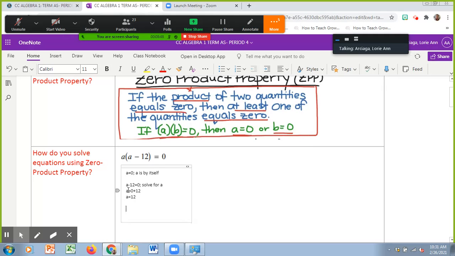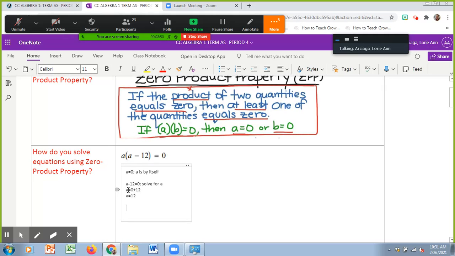So how do we know when we're done? We know we're done when the letter a's are already by themselves. And how many solutions are we expecting? How many possible values of a are we expecting? 2. Very good. So pretty much the number of factors tells you how many solutions you're expecting.